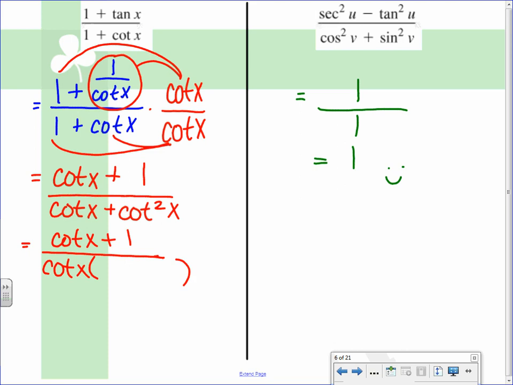What would that leave me with if I divided both of those terms by cotangent? 1. Now do I have a common factor? Yes. If I put the numerator in parentheses, it looks even better, right? So I have 1 plus cotangent as a factor in the numerator and in the denominator. What does that leave me with?